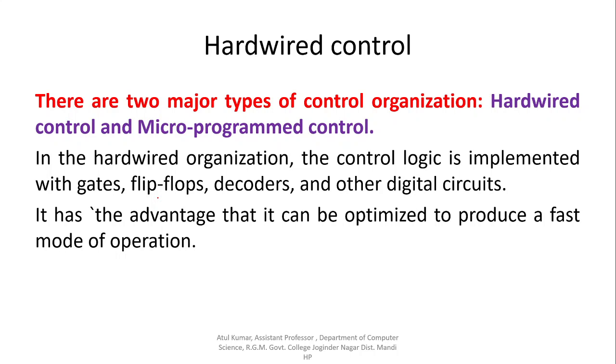So next is, what is hardwired control? There are two types of control organization in computer architecture. One is hardwired control and the other is microprogram control. As the name suggests, hardwired control is basically created with the help of hardware. So in hardwired organization, the control logic is implemented with the help of logic gates, flip-flops, decoders, and other digital circuits.